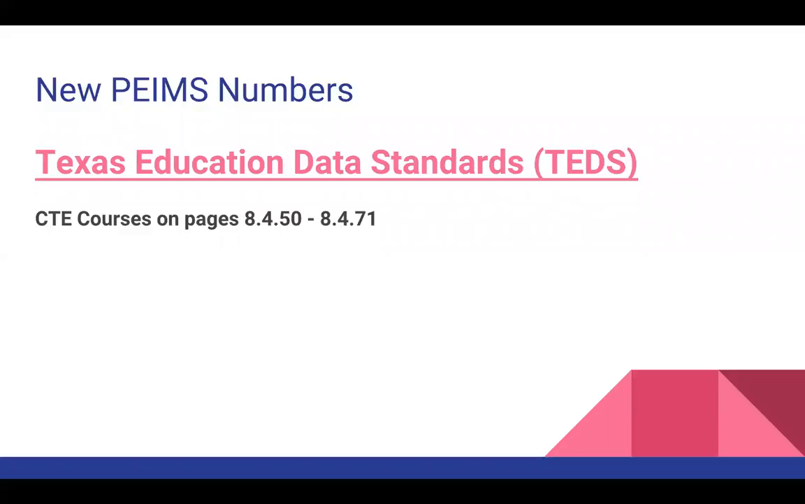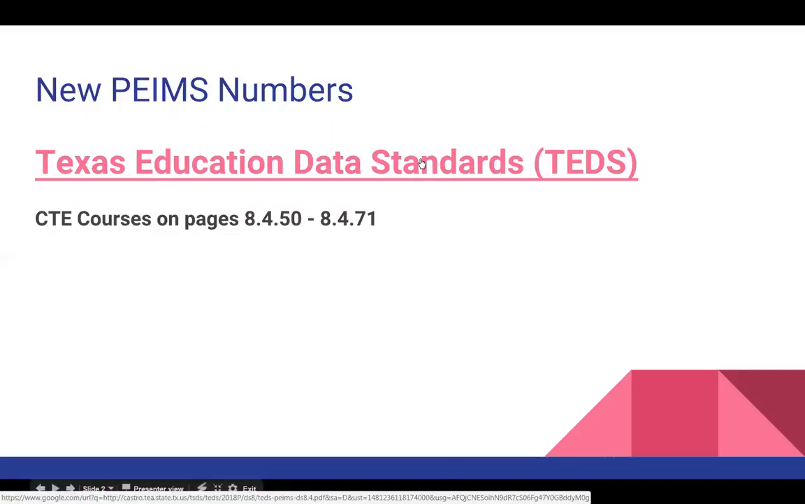First thing we want to talk about is the release of the PEIMS numbers for the new CTE courses for the 2017-18 school year. I know a lot of people were looking forward to getting those numbers so they could go ahead and start getting information put into their student management systems and creating student course guides. We do have a link here on this presentation to the Texas Education Data Standards. That is a document that contains the PEIMS numbers.